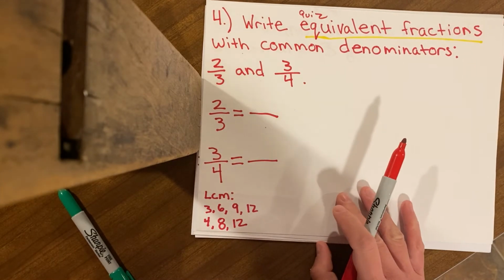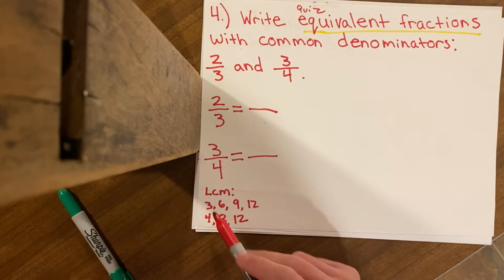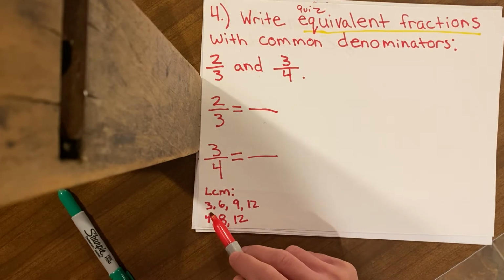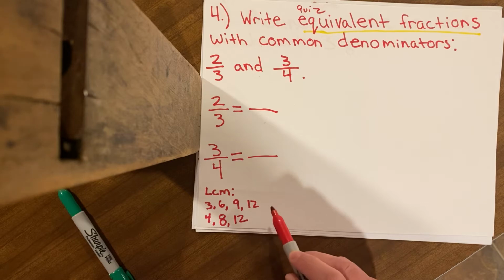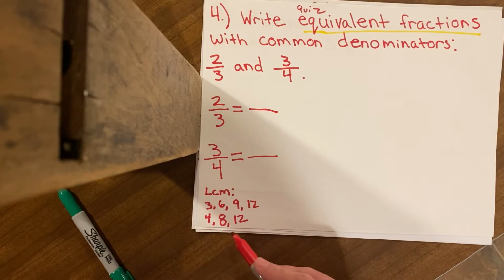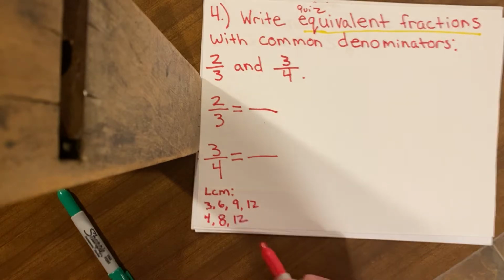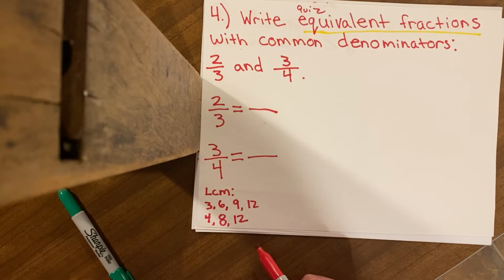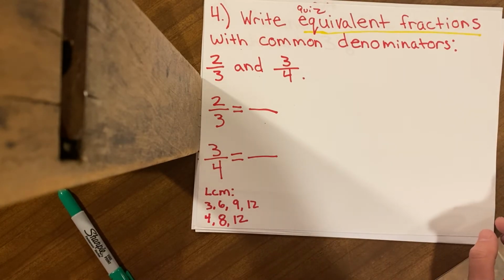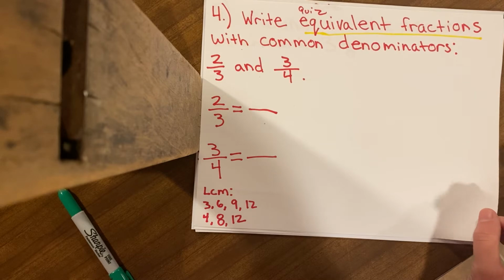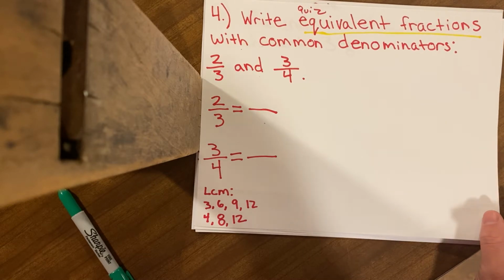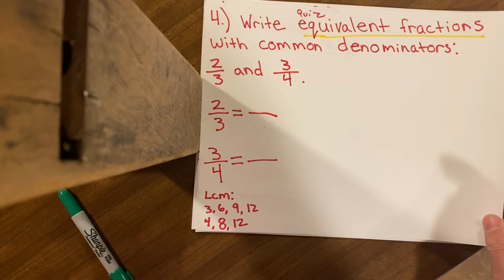First step, finding your least common multiple. I wrote the multiples down here. 3, 6, 9, 12, 4, 8, 12. You're going to put your least common multiple on the bottom and continue the process. Whatever you multiply by the bottom, you multiply by the top. At this time, pause the video, complete question number 4, and then we will move on to question number 5.